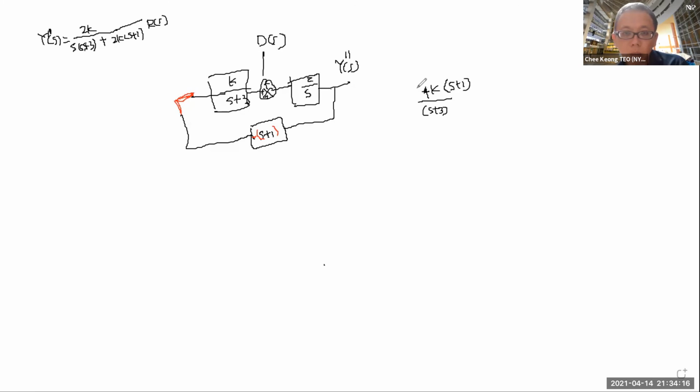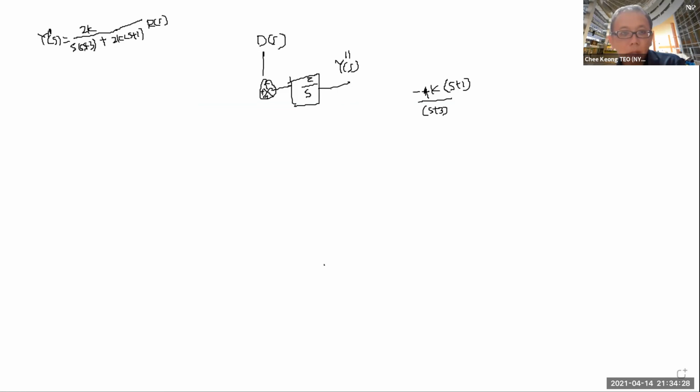So this becomes minus because of this minus sign. Also, if I rewrite, then this whole thing can form a block of the feedback path. And then, of course, I can redraw this as minus K(S plus 1) over S plus 3, right? And then of course this is your feedback here.